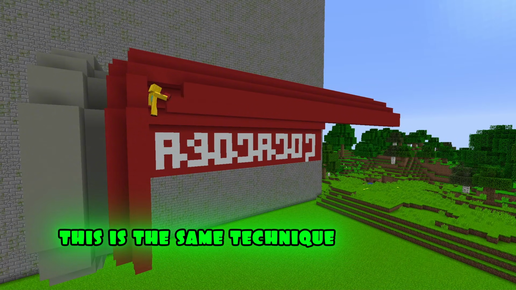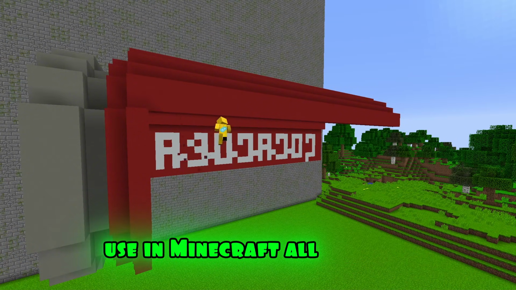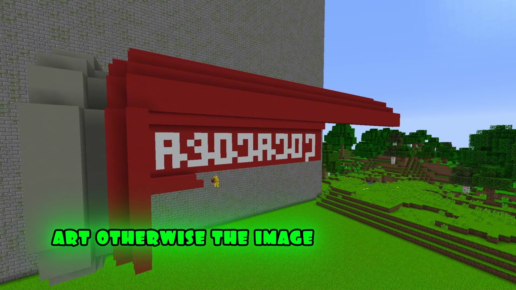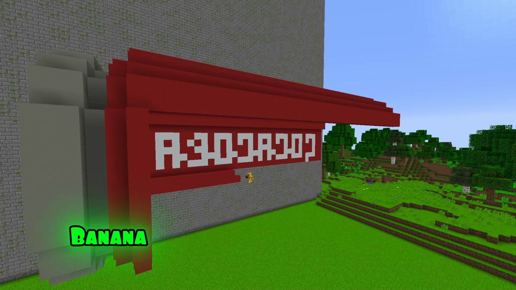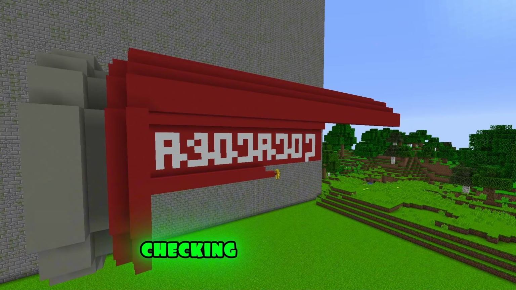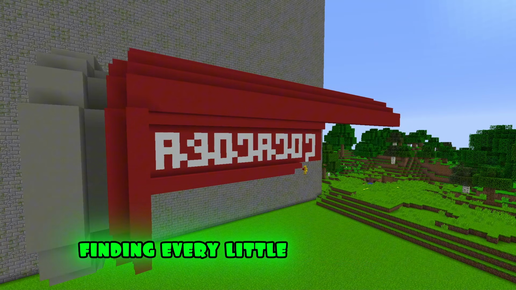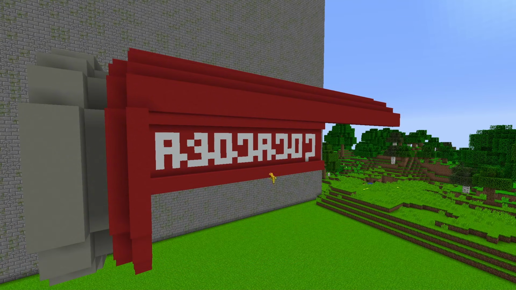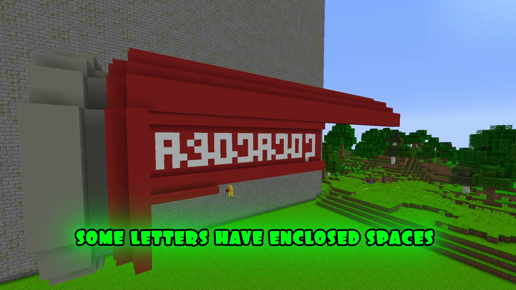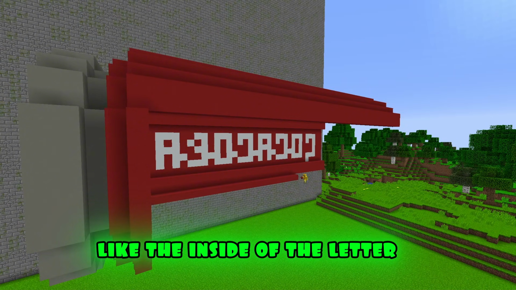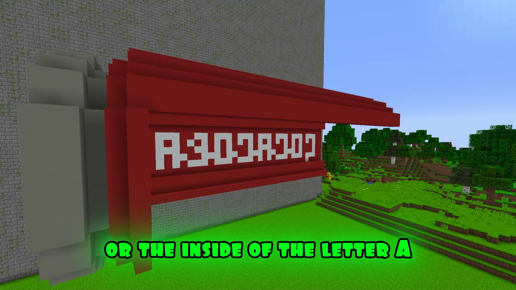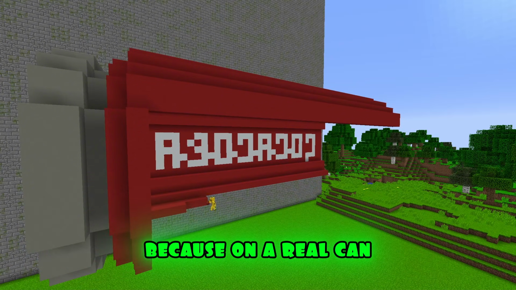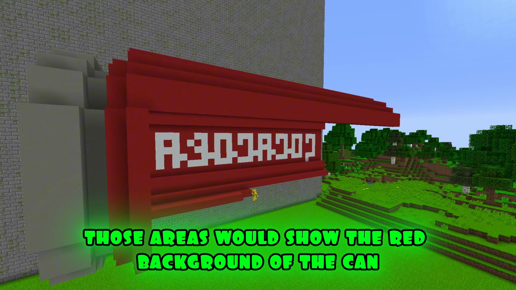This is the same technique that pixel artists use in Minecraft all the time. You always need a background color behind your pixel art, otherwise the image does not read correctly. Banana Kid is being very thorough about this, checking every letter, finding every little pocket of air between the curves of the letters, and plugging them all with red blocks. Some letters have enclosed spaces inside them, like the inside of the letter O, or the inside of the letter A. Those spaces need to be filled with red too, because on a real can those areas would show the red background of the can surface.